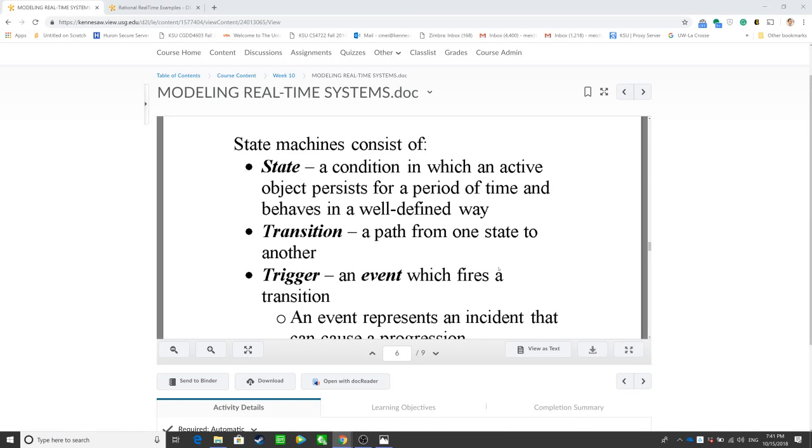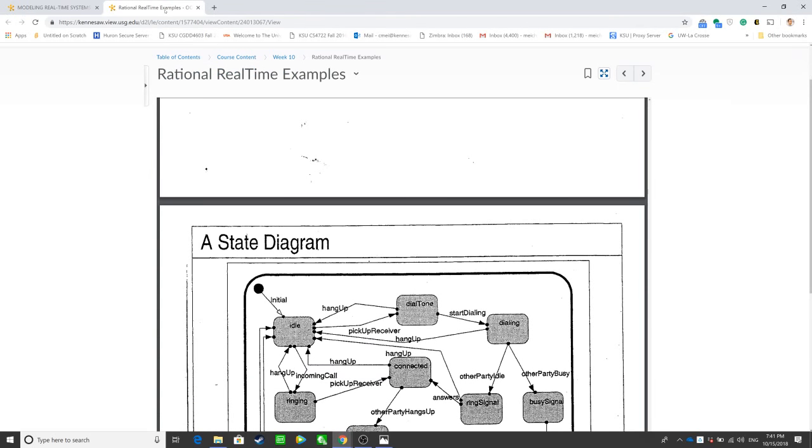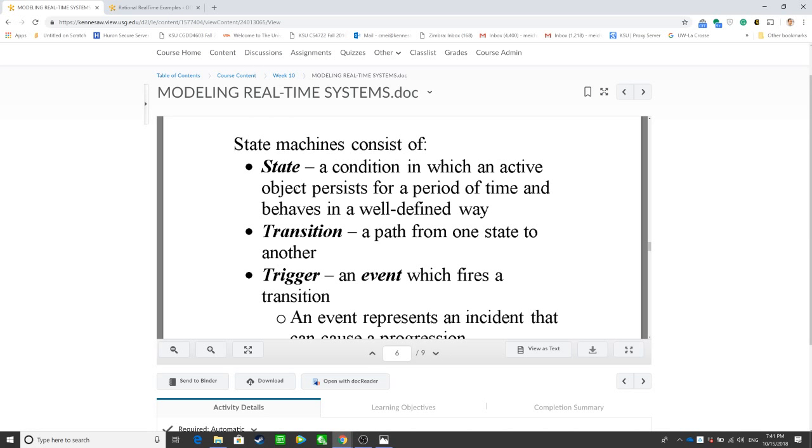All right, that's here. State machine. It consists of states. Remember that dialing system: idle, dial tone, connected, ring signal, ringing. All of them are called states. That's a condition in which an active object persists for a period of time and behaves in a well-defined way. Okay, just that, a state.